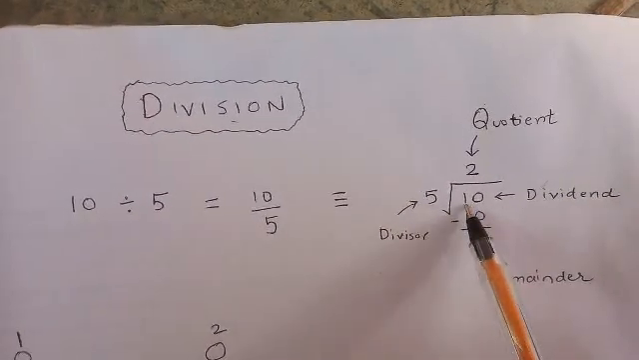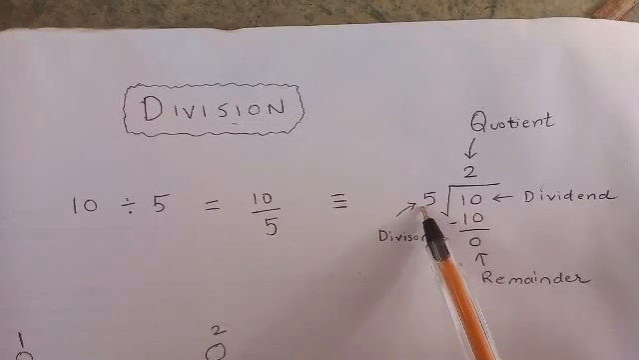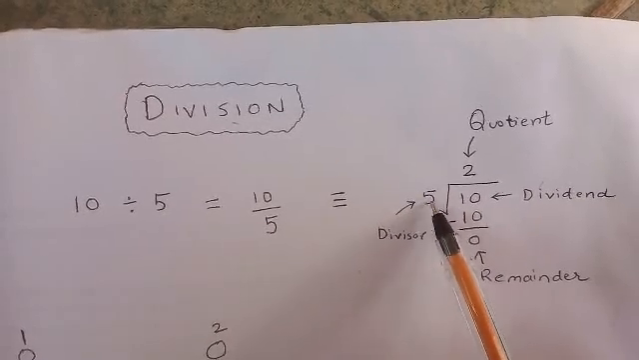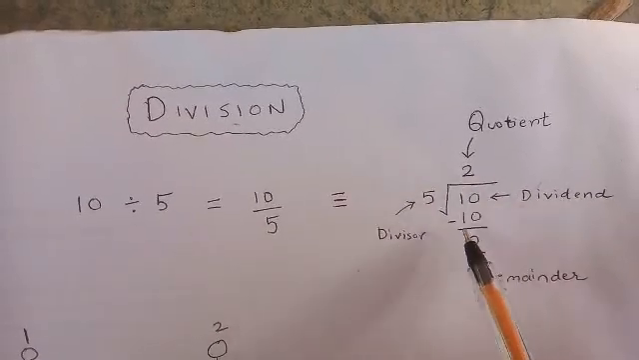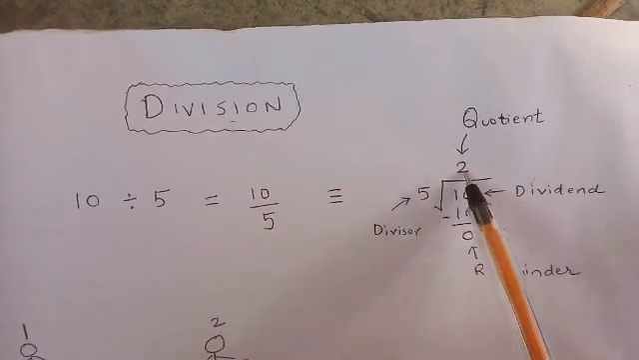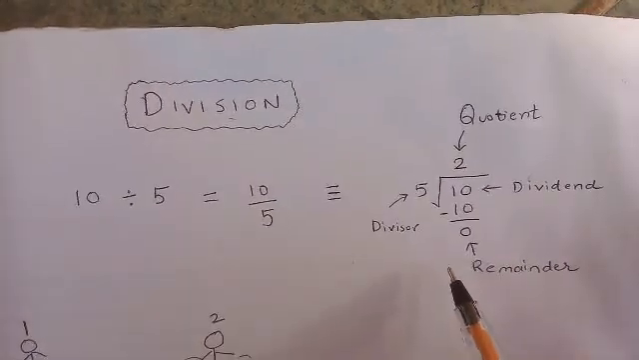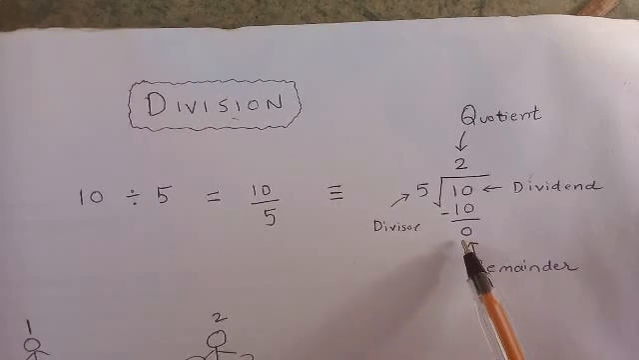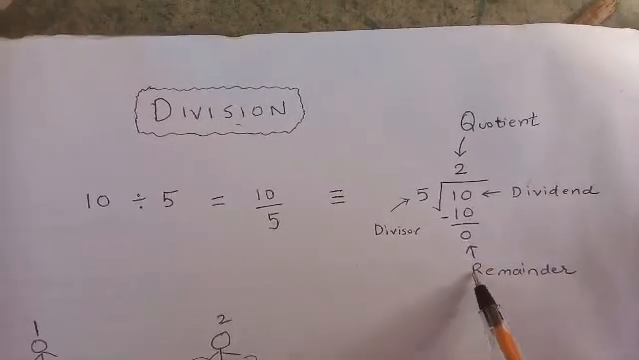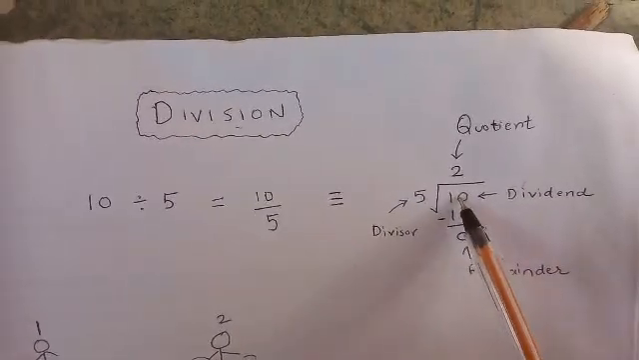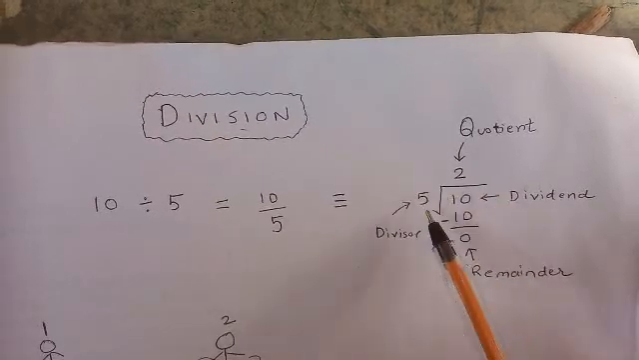When we divide 10 into 5 parts, we find a multiple of 5 which results in 10. So 5 twos are 10 gives us the equal division and the remaining parts are 0. This is called the remainder, this is the dividend, this is called the quotient, and this is called the divisor.